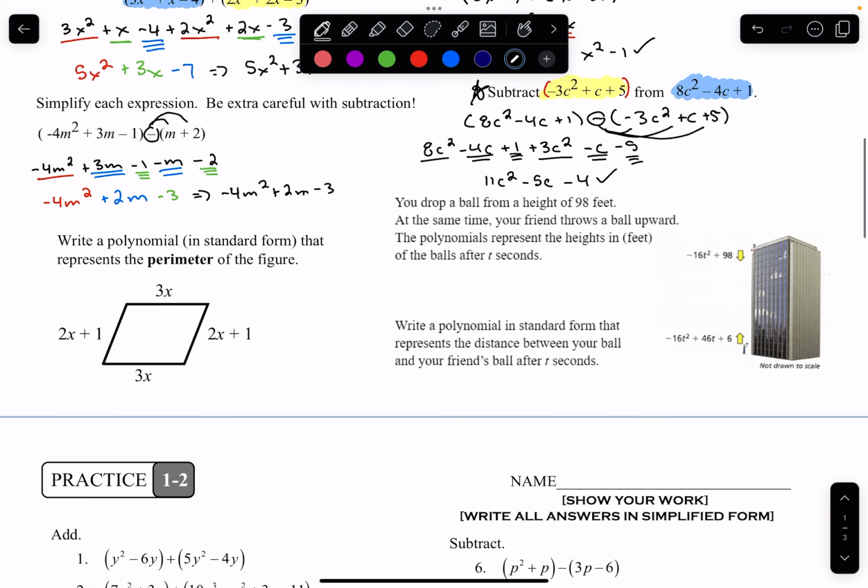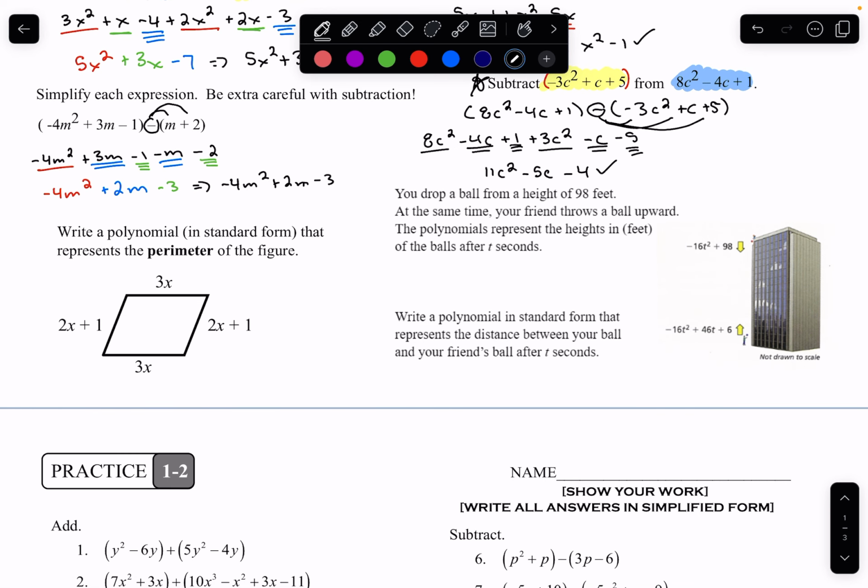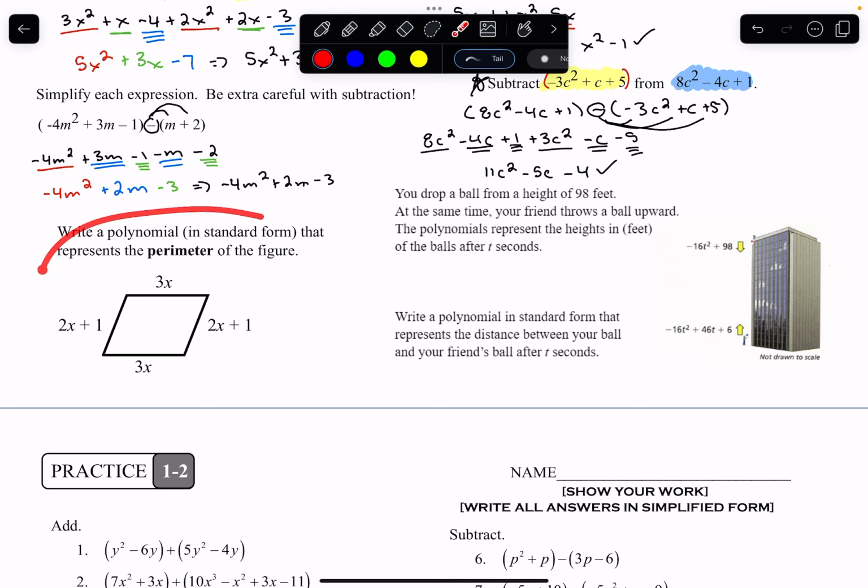Okay, couple story problems. Write a polynomial in standard form that represents the perimeter of the figure. So I'm over here on the left. Perimeter means I add up all the sides.